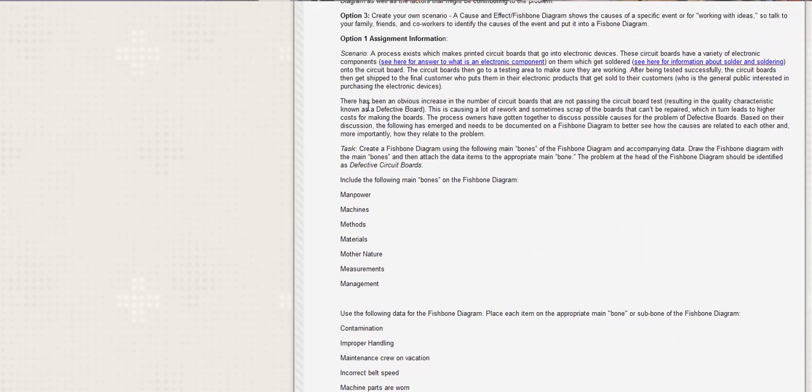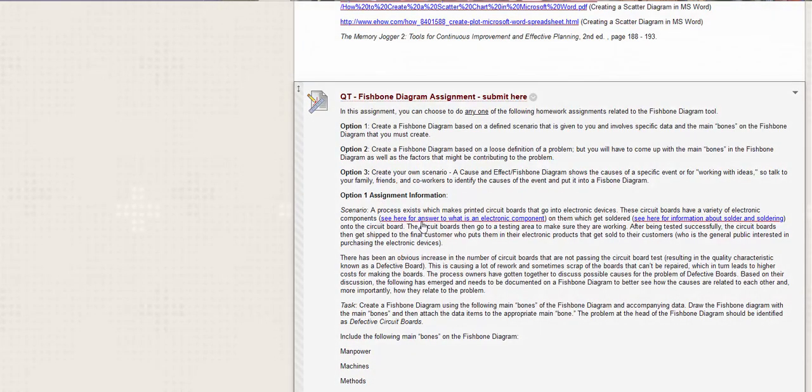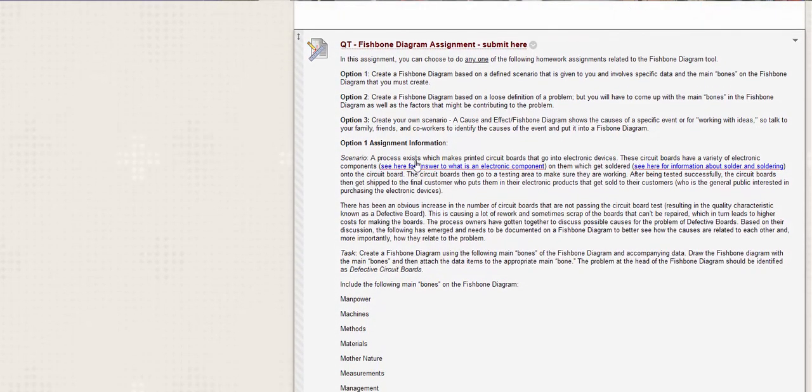All right, so here is the scenario for option 1. A process exists which makes printed circuit boards that go into electronic devices. These circuit boards have a variety of electronic components on them which get soldered onto the circuit board. The circuit boards then go into a testing area to make sure they are working. After being tested successfully, the circuit boards get shipped to the final customer who puts them in their electronic products that get sold to their customers, who are the general public interested in purchasing the electronic devices.